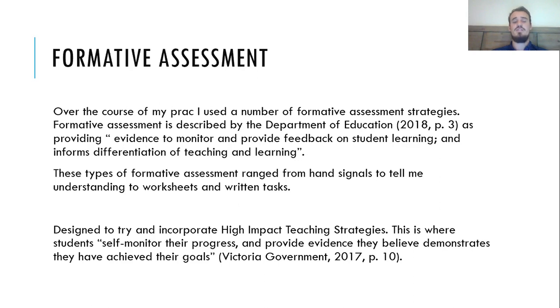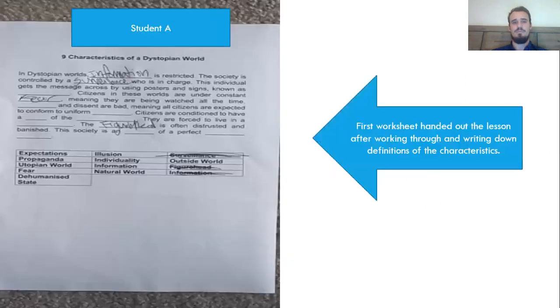This is where students self-monitor their progress and provide evidence they believe demonstrates that they have achieved their goals. So the first worksheet handed out, the lesson after working through and writing down the definition of the characteristics, was the worksheet that you can see on screen. So this is from student A, who I will use a number of their images during this work case.